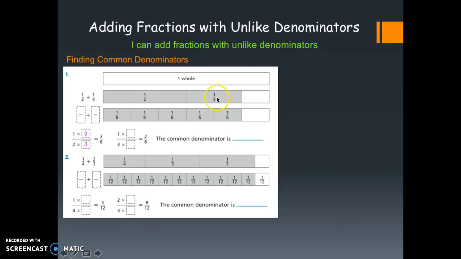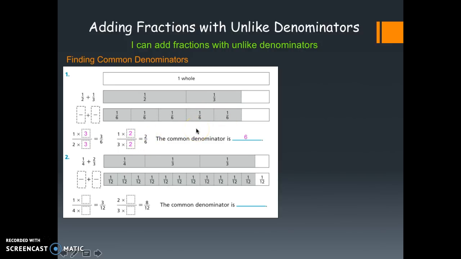Now 1/3, if we're going to change that to sixths, 3 times what gives me 6? Well, 2. So if I multiply the bottom by 2, I have to multiply the top by 2. So 1/3 is the same as 2/6. And that's what you can see here.